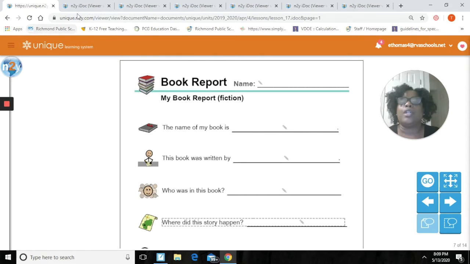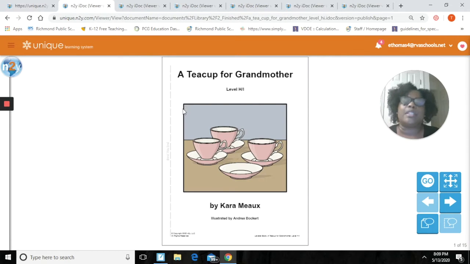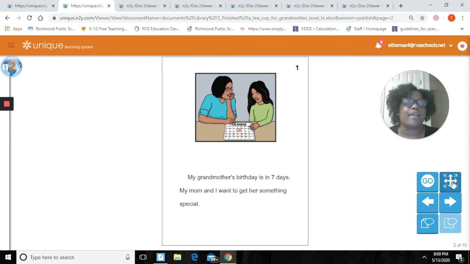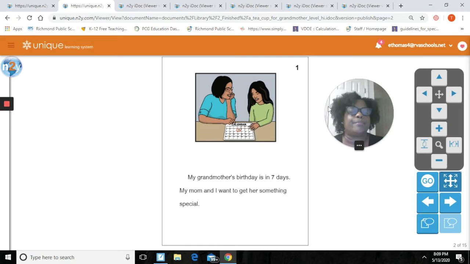So let's go to our first book. Our first book is entitled A Teacup for Grandmother, by Carol Mew, and it's illustrated by Andrew Buchkert. I hope I said that right. All right, so let's go to our first page. It's A Teacup for Grandmother, okay? Let's make it a little bit bigger.